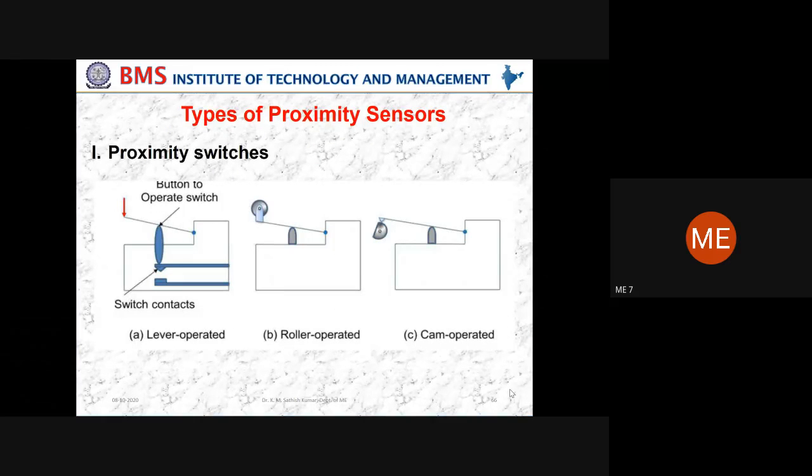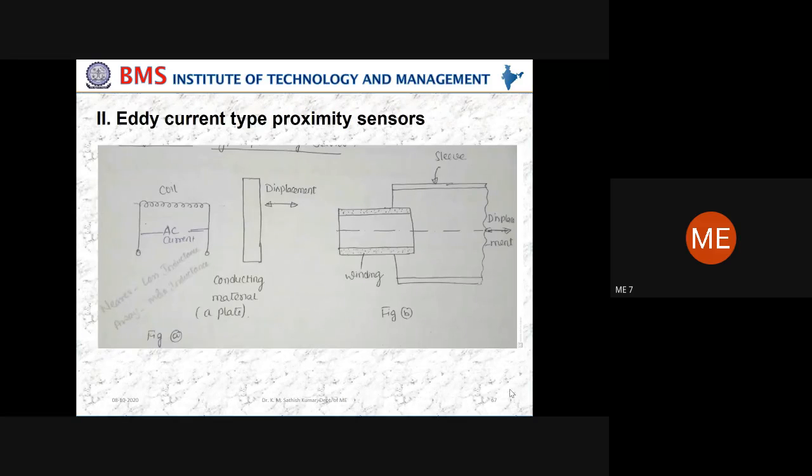The number one was the proximity switches, which is mainly used to know whether the object is present or not. Okay, it is not used for making any measurement, it is mainly used to check whether there is a presence of an object or not. That's all. Then the second one was the eddy current type proximity sensor.